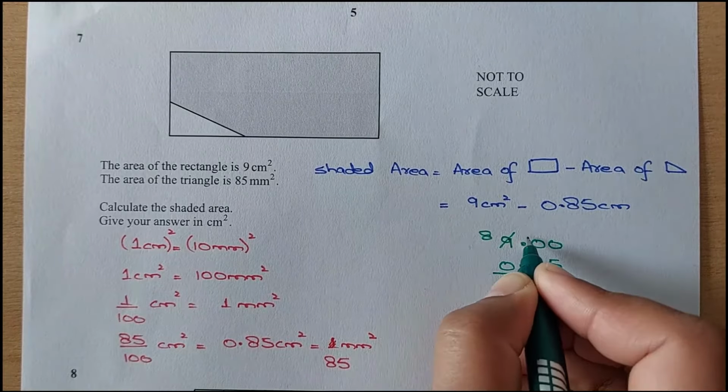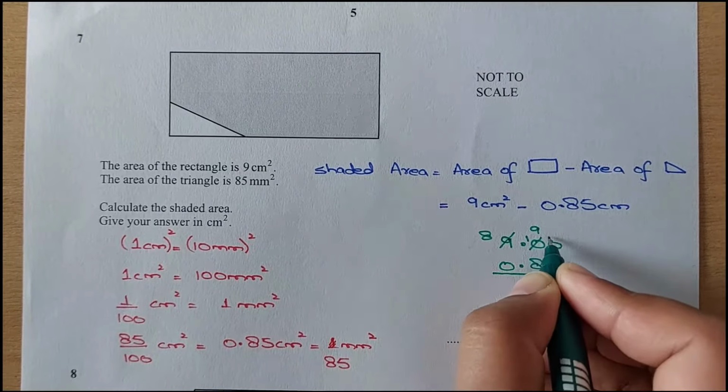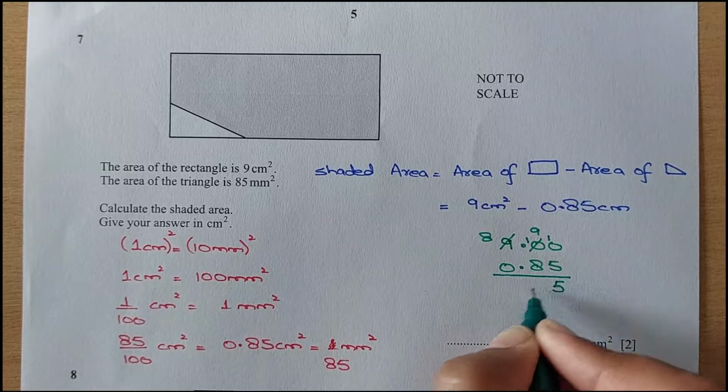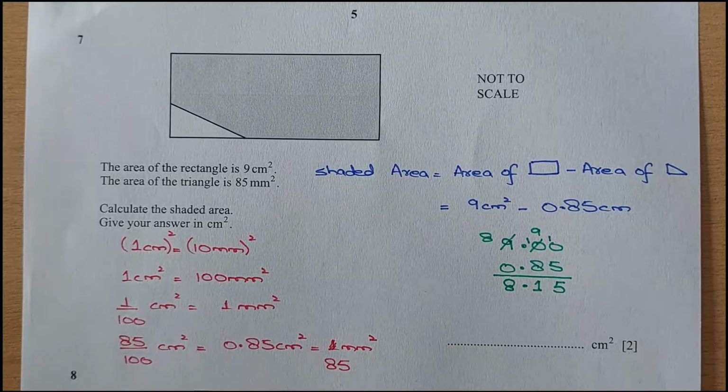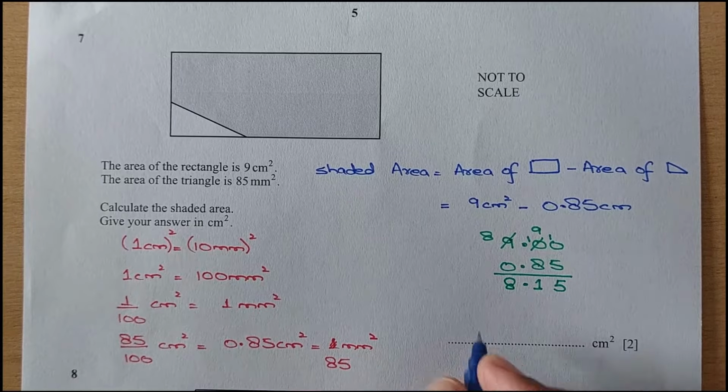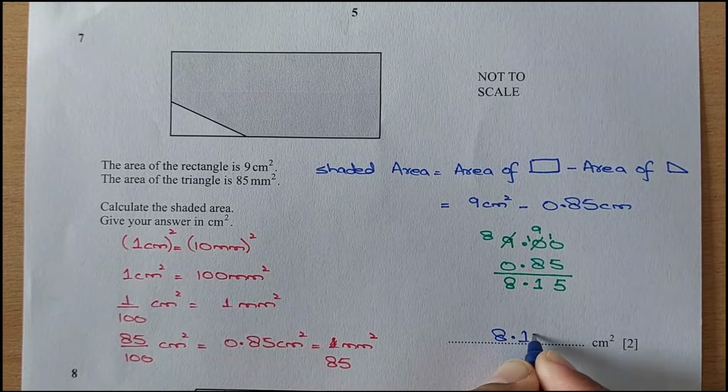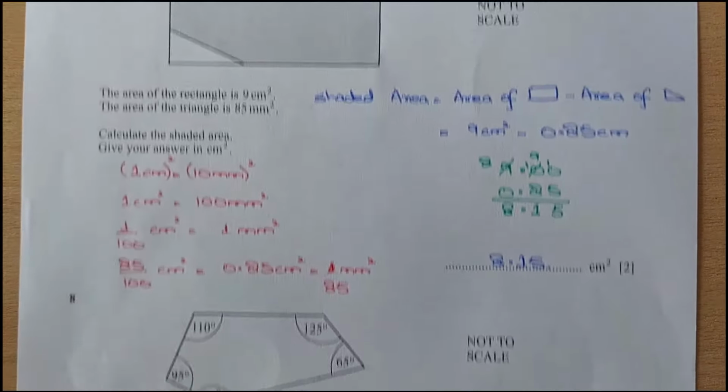So 8 is left here, we have 10, then 9 left here, and 10. 10 minus 5 is 5, 9 minus 8 is 1 decimal, and 8 minus 0 is 8. So that is 8.15 centimeters square. That is the shaded area, right?